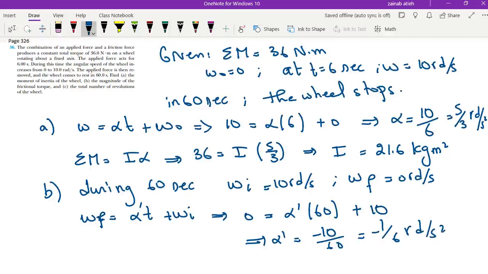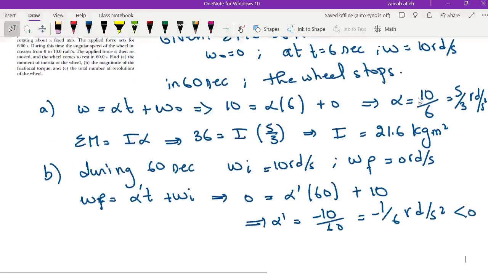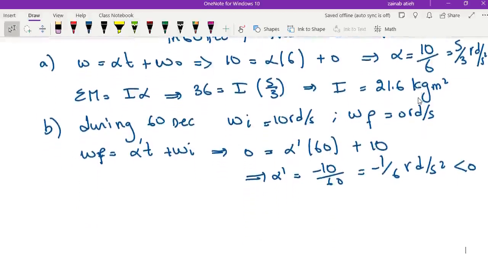I got alpha prime negative. This means that the wheel during the second part was undergoing uniformly decelerated rotational motion. So it's okay to get alpha prime negative. Remember they are algebraic values, like a, the same as translational motion.